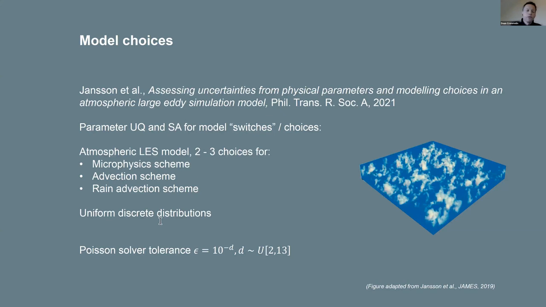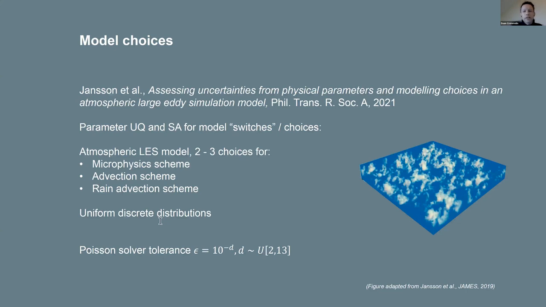Right? So it's a numerical model called the Dales model, and it comes with several choices for the cloud microphysics scheme. It also comes with multiple choices for the advection scheme, so the numerical scheme for the advection term in the model. Besides that, there's a rain advection scheme, which can be treated a bit differently. There are three choices there. So how to choose that, and in particular, how to assess what the effect of those choices are.